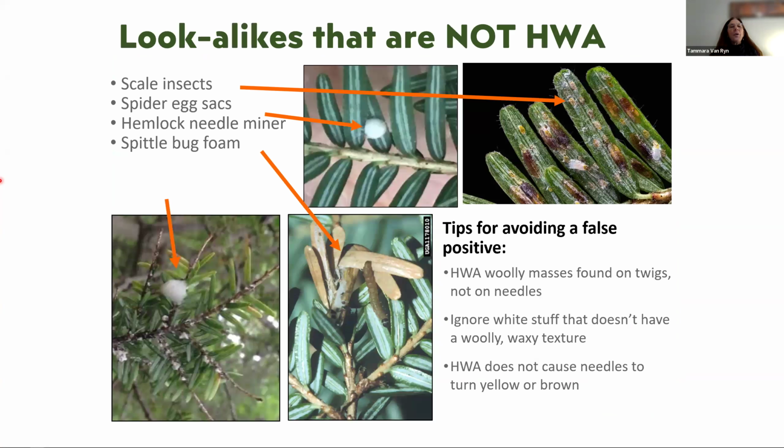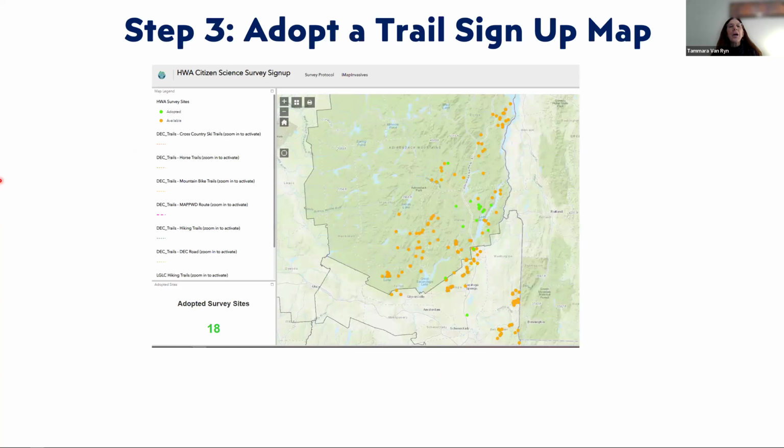And the webinar will also go through what are some of the lookalikes, because we also have hemlock elongate scale. Sometimes there's spittle bugs, sometimes there's spider egg masses, and it's great because the webinar will help with that. Click again. Just a couple more slides here.